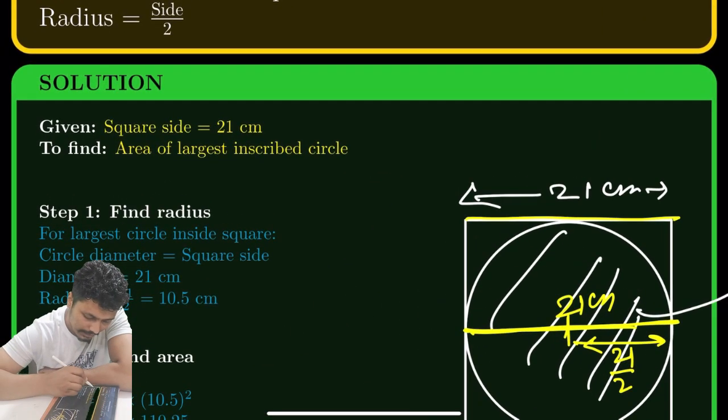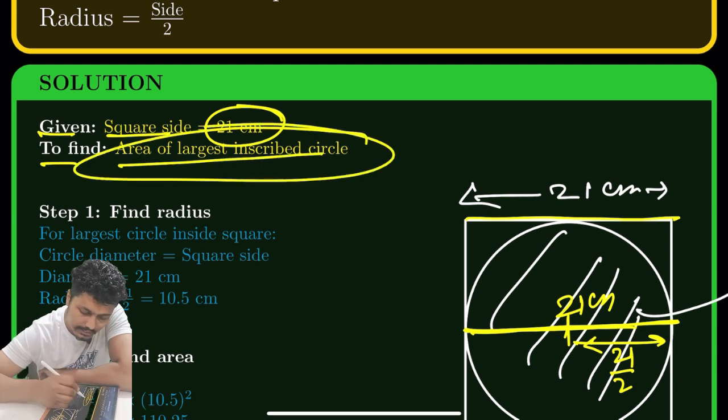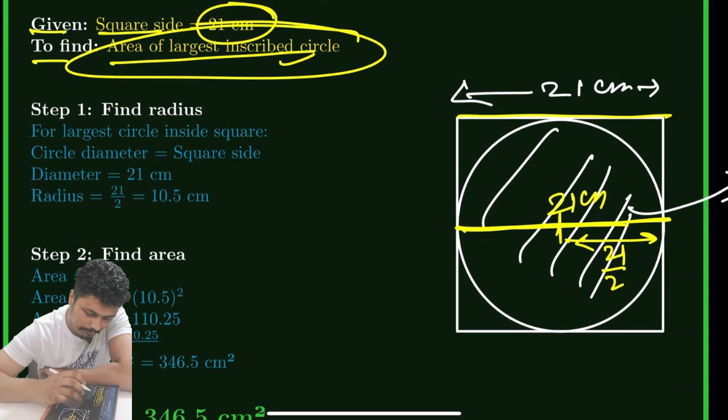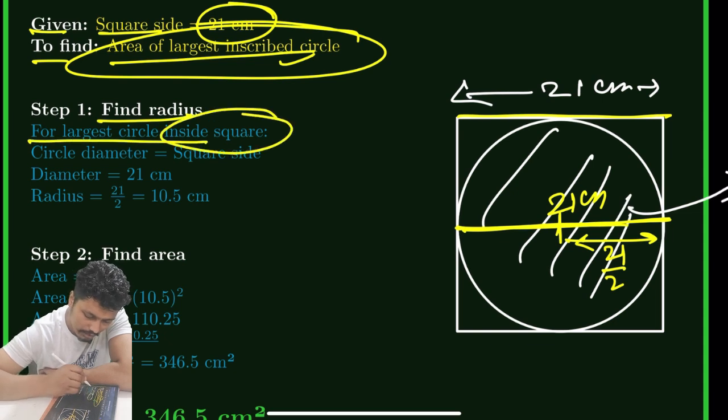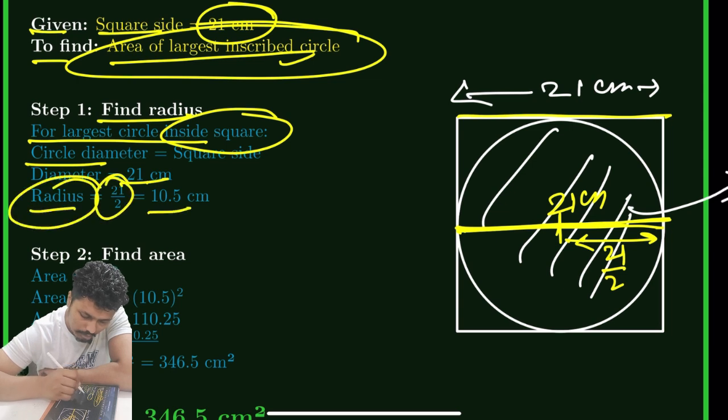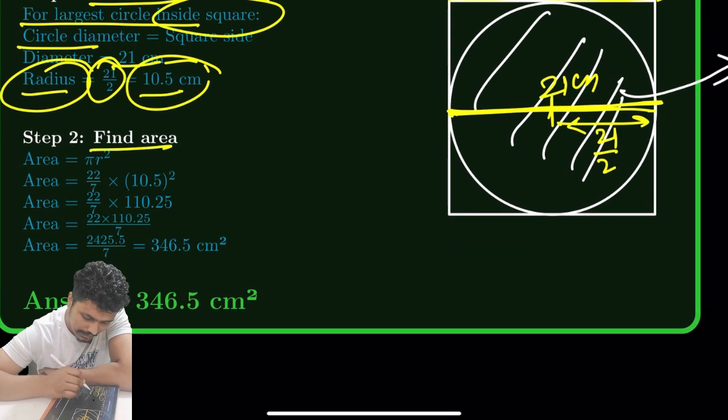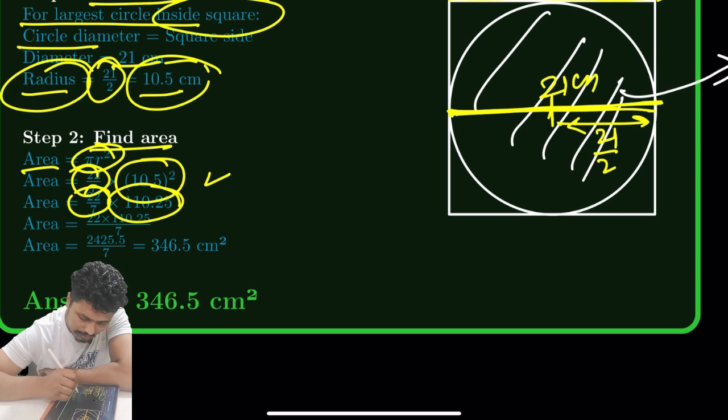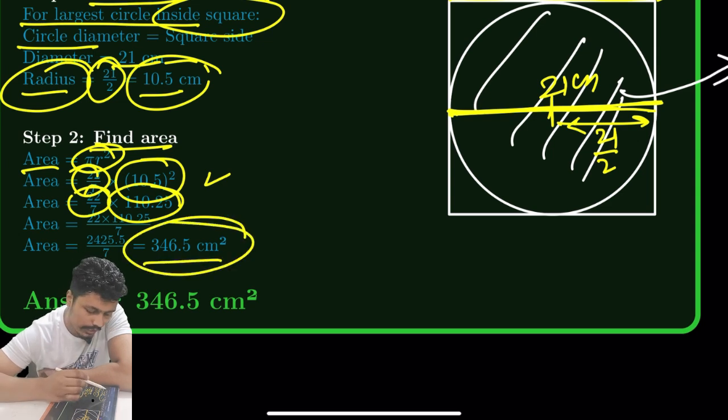Let's see. Given square side 21 centimeter, we need to find out the area of the largest circle inside that square. Find the radius. How to find out the radius? Largest circle inside square. So circle diameter will be equal to 21 centimeter. Radius will be 21 divided by 2, that is 10.5 centimeter. Area formula pi r square. Pi is 22 by 7, r is 10.5 whole square. 22 by 7 into 10.5 whole square. And calculate this, you'll get 346.5 centimeter square.